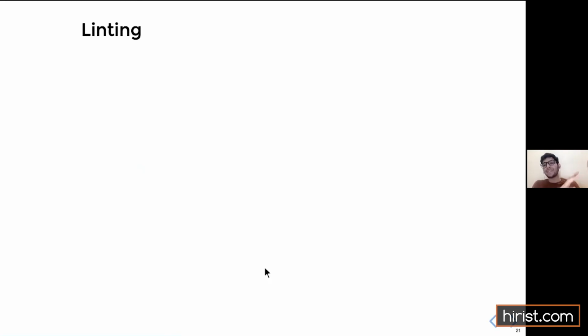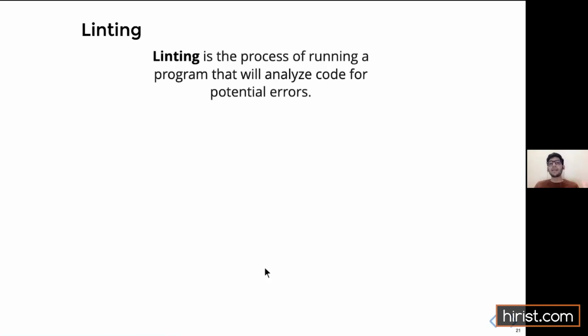You can do static analysis, right? And dynamic analysis. Static analysis essentially contains things like type checking and linting. And dynamic analysis actually means running the program to find errors, right? Like running the program against a test suite and then finding things, right? So linting is essentially a process of running the program that analyzes your code for potential errors, right?